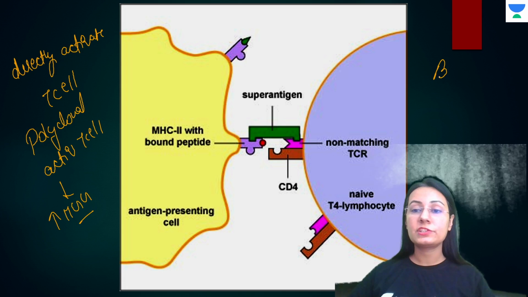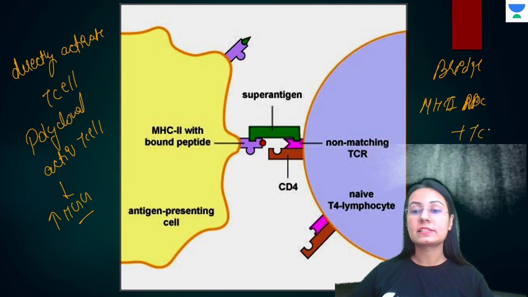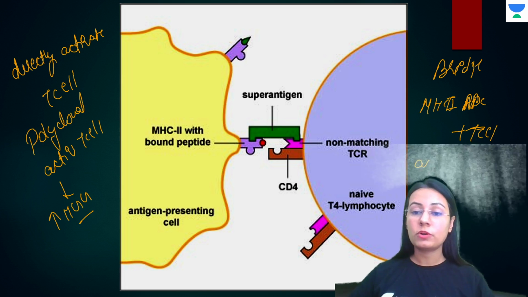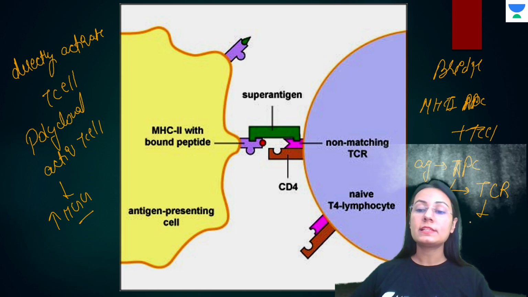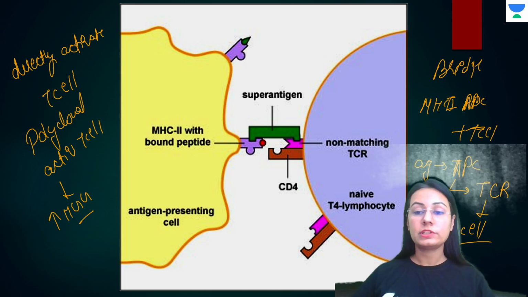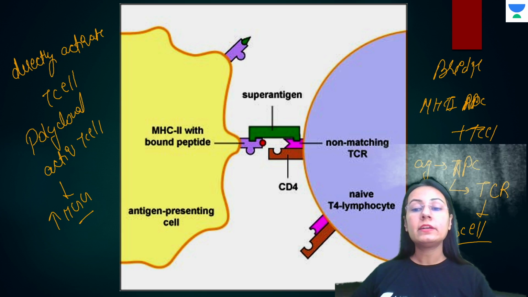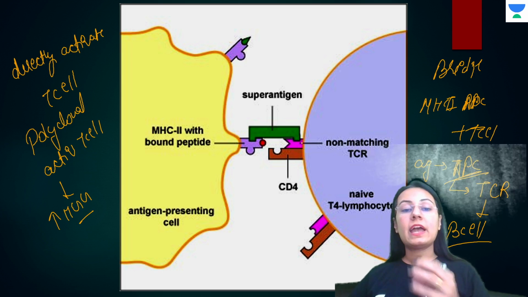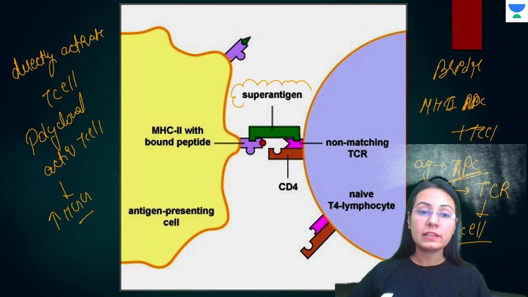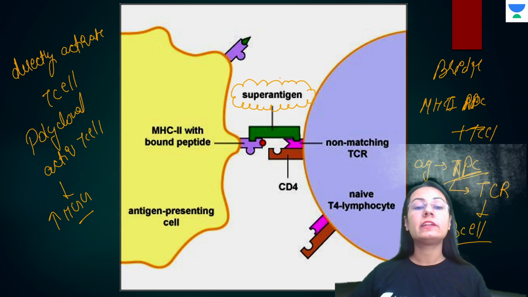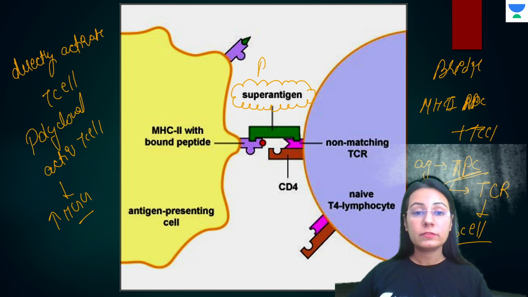Now they act as a bridge between MHC class 2 on the APC and the T cells. Generally, when an antigen comes into the body, it first goes to an antigen presenting cell, then goes to the T cell receptors, and the T cell then helps form the B cell and the antibodies. But what does a super antigen do? It shortens the path and directly binds the APCs and the T cells, acting as a bridge, and causes polyclonal activation through the beta variable region.